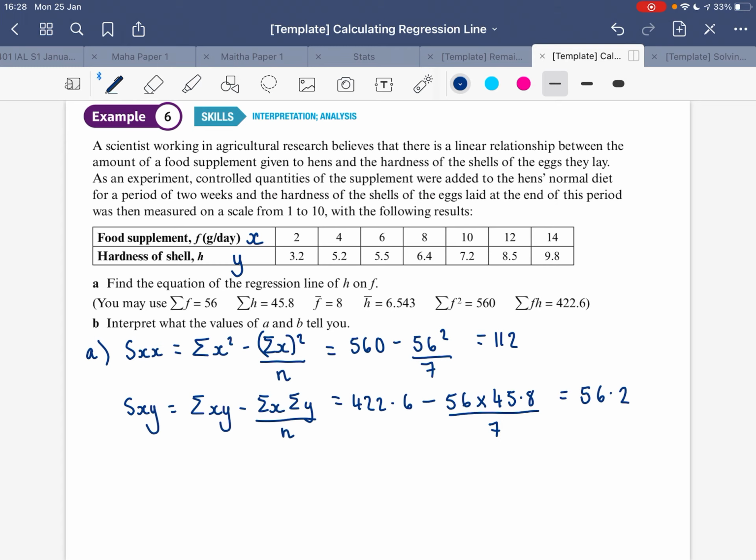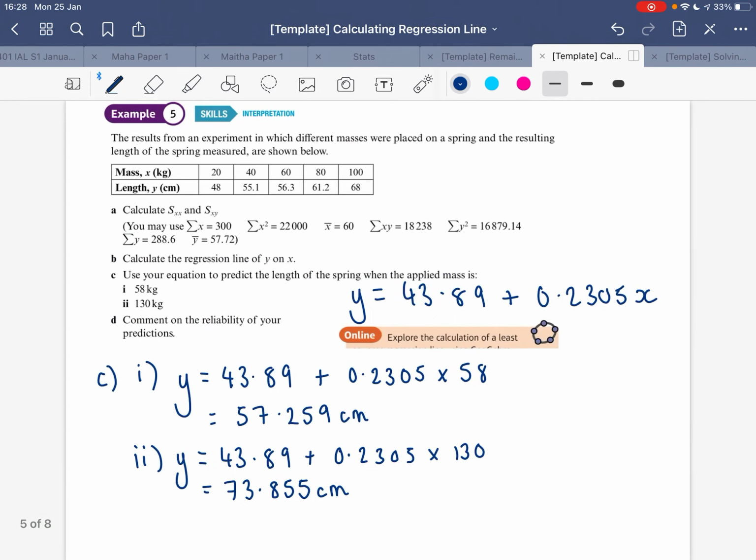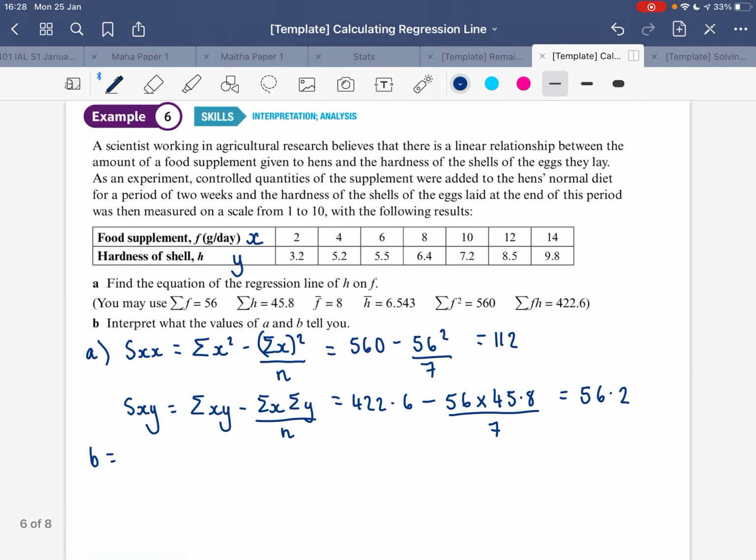That is SXY. So to work out B, let me remember which way around it is, SXY over SXX. Yeah. SXY over SXX is equal to 56.2 over 112, which is a really long decimal, 0.501. I'm going to put 4 decimal places, so round that up to 0.5018. So that is our B.